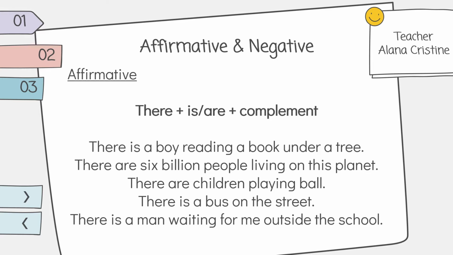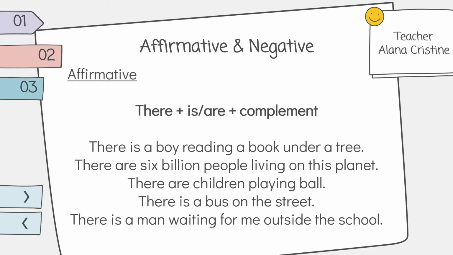So what do we have there? Affirmative forms of there is, there are. Se está no singular, a gente usou there is. E se está no plural, a gente usou there are. Reparem bem, there is a boy. There are 6 billion people. There are children. There is a bus. There is a man. Então, para cada uma aí, a gente fez a ligação e usou o there is ou então o there are para falar que essas coisas existem, estão naquele lugar.